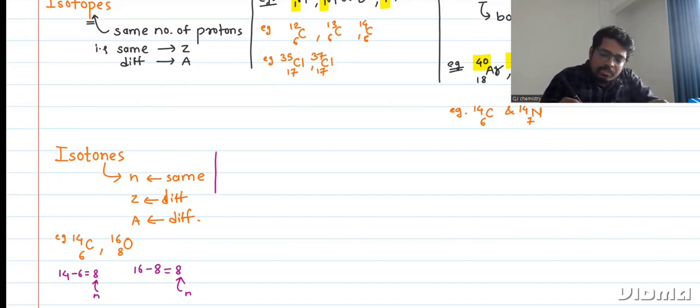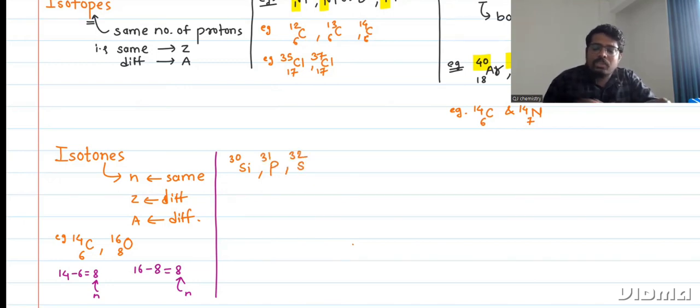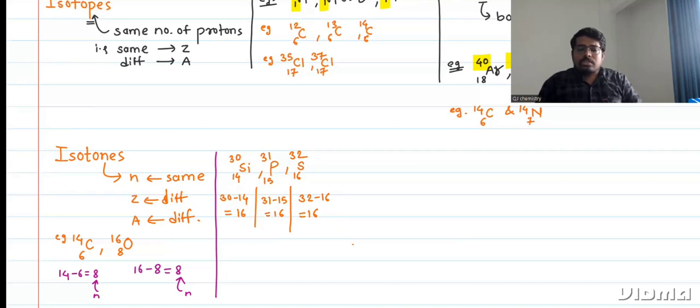Now let us take a second example of isotones: silicon 30, phosphorus 31, and sulfur 32. The atomic number of silicon is 14, phosphorus 15, and sulfur 16. Let us find the value of N. 30 minus 14 is equal to 16. In phosphorus, 31 minus 15 is equal to 16. And in sulfur, 32 minus 16 is also equal to 16. So the number of neutrons is the same.